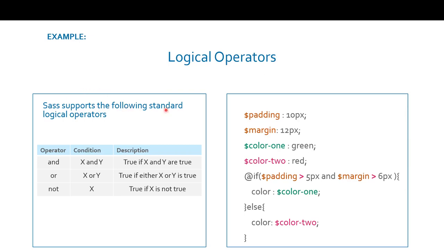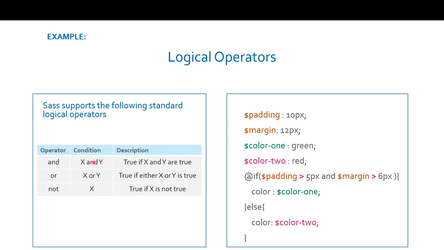So Sass supports the following standard logical operators. We have the AND, OR, and NOT. Essentially, with AND, if two values are true. So the kind of stuff we do with this AND is that we use this comparison operator to compare values. If we compare two different sets of values together and their result happens to be true and true, then AND will return true.